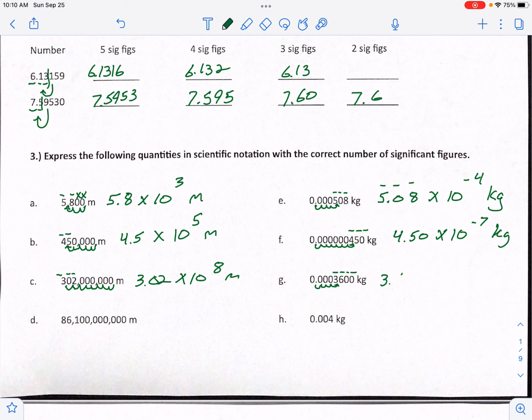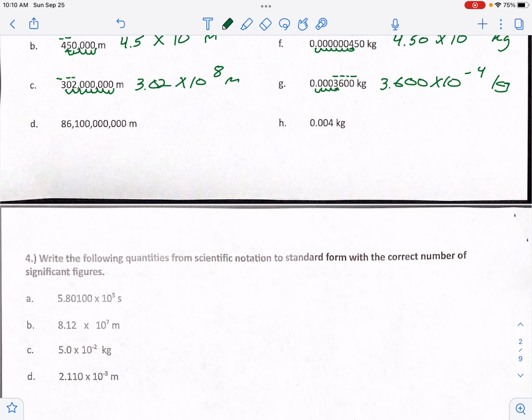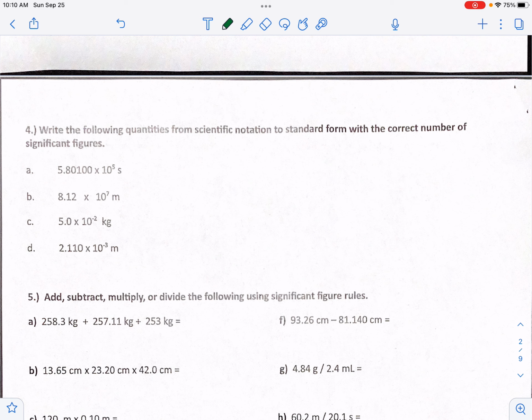So this is going to be 3.600 times 10 to the negative 4 kilograms. All right, so let's move on to the next section. Now we're going to go backwards. Okay, so we're going to go from scientific.